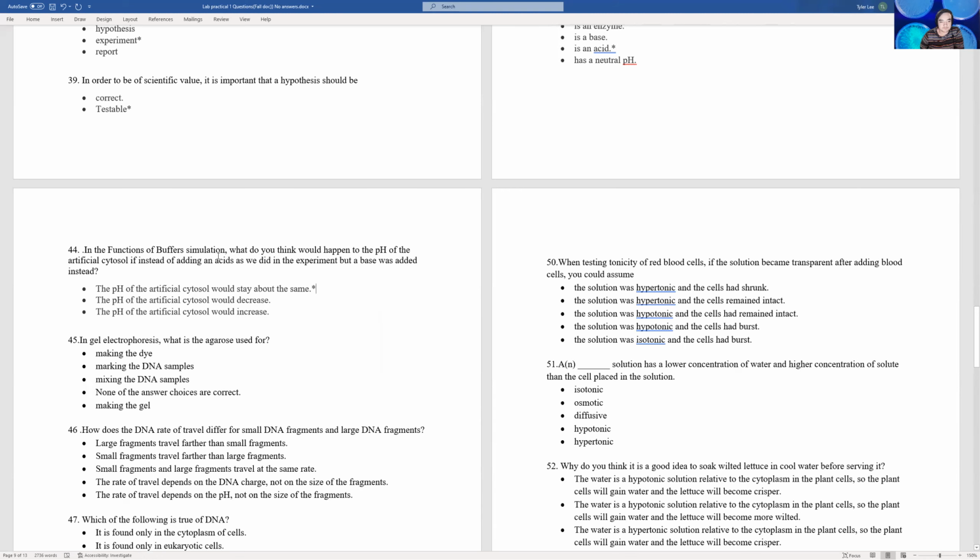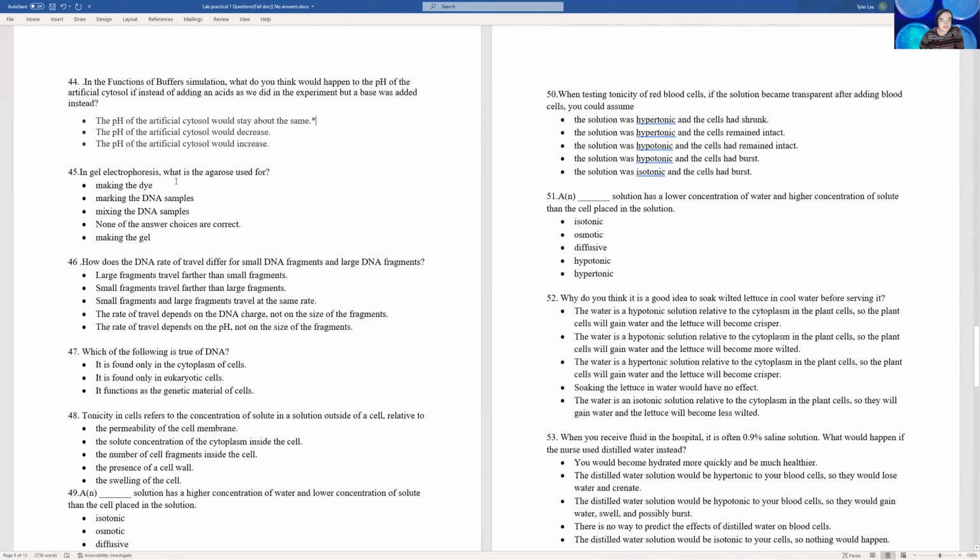So just look at what you're adding stuff to. So if the question was, if you added a base to water, then the pH would increase. Or if you add an acid to water, the pH would decrease. But if you add an acid or a base to a buffer, then the pH stays about the same.